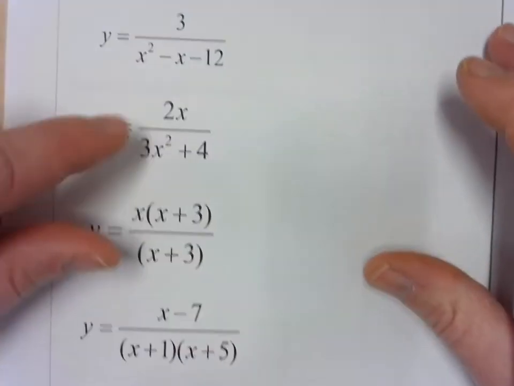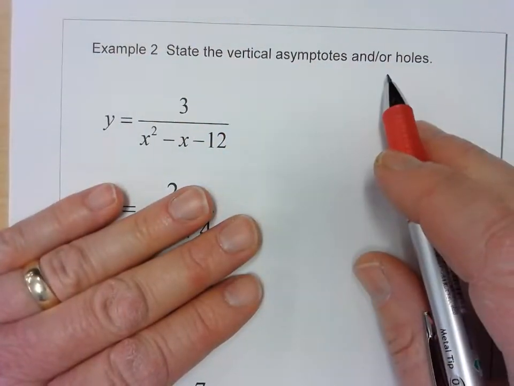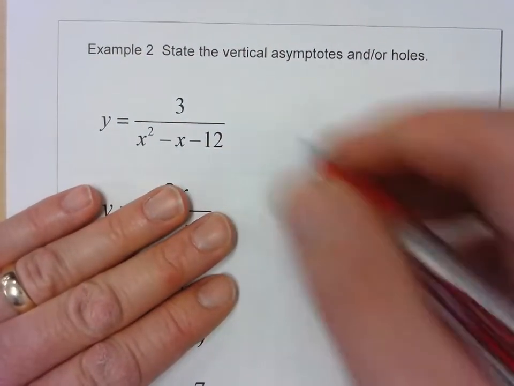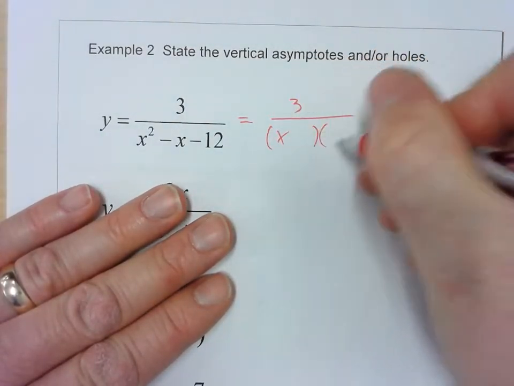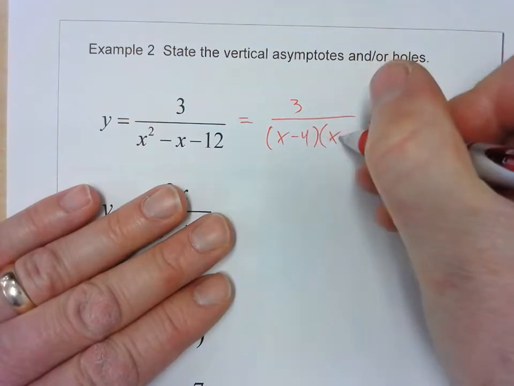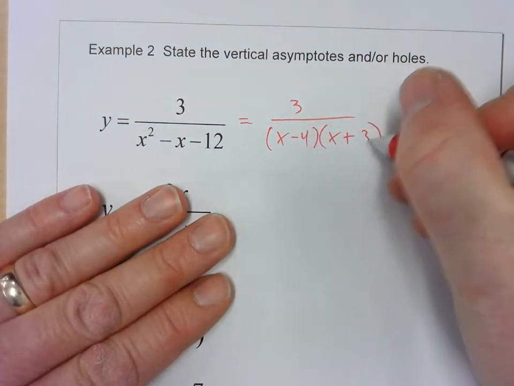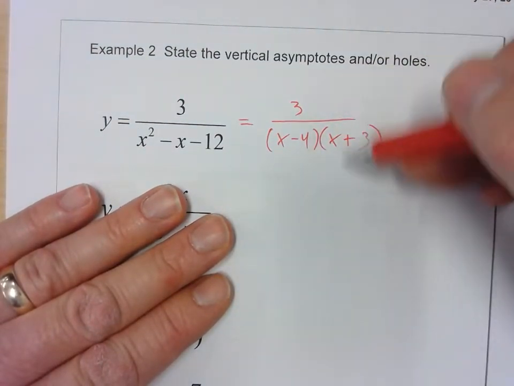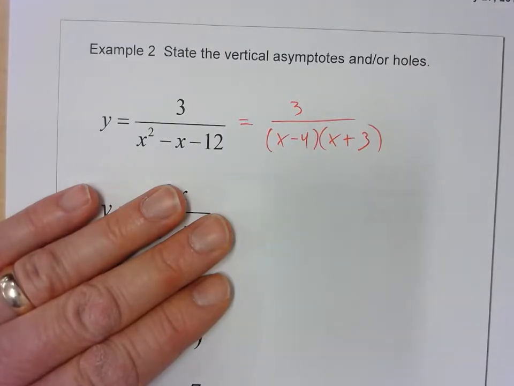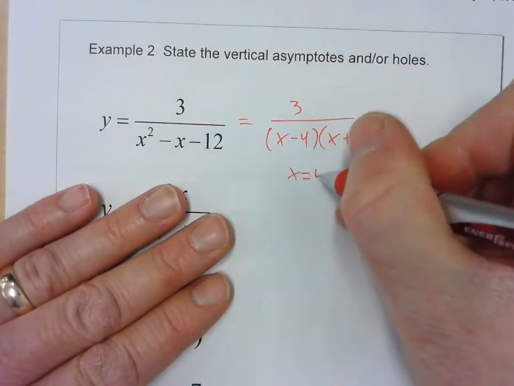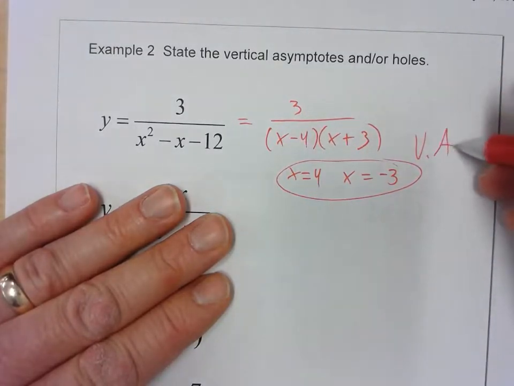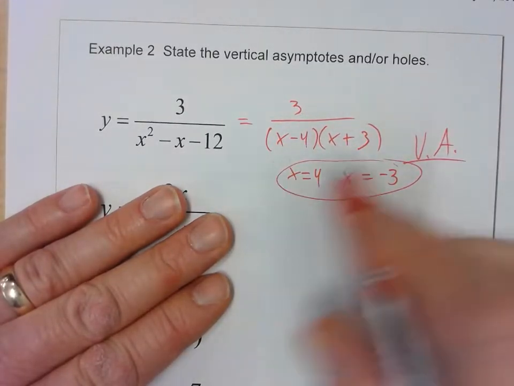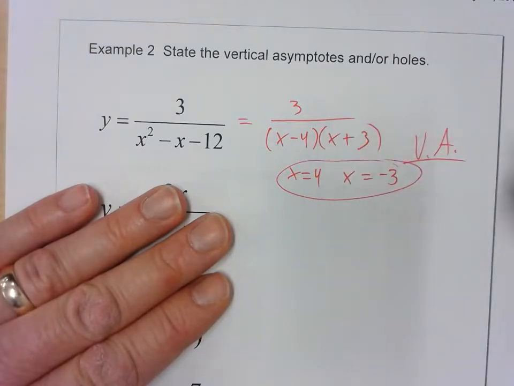Now we're going to find vertical asymptotes or holes in all these examples here. So the first thing you have to do is factor. So it's x and x minus 4 plus 3. And it's like, do we have the same thing divided by the same thing? No, so there's no holes. So x equals 4 and x equals negative 3 are the vertical asymptotes. And that's it. So if you have the same thing divided by the same thing, it creates a hole.